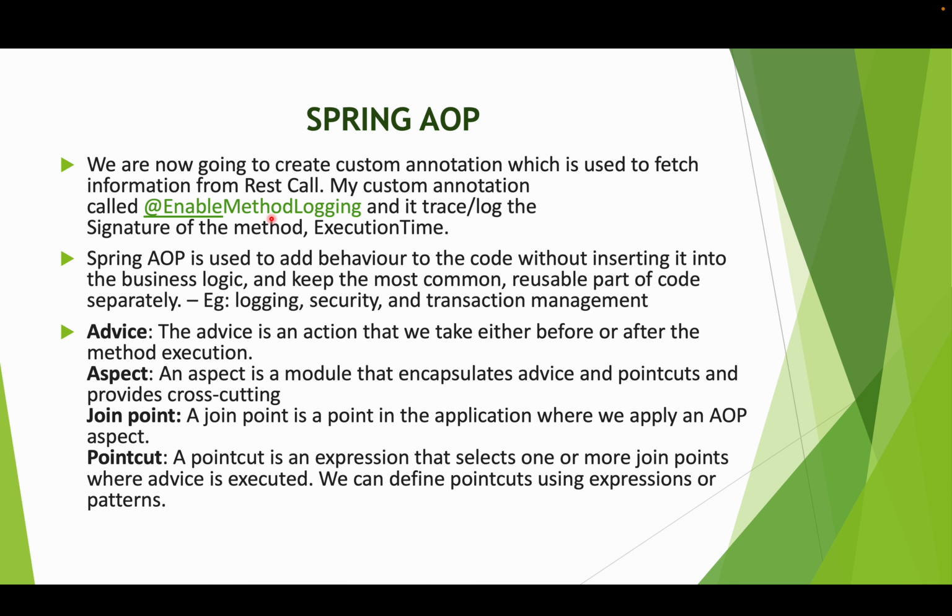If any of the methods need it, that method can just use this annotation. So how can that be implemented? There is a feature called Spring AOP, which is used to add a few behaviors to the code such as logging, security, or transaction management, without inserting that logic into the business code. We can add it in a separate place, and that can be reusable. How can that be achieved? That is achieved through Spring AOP.